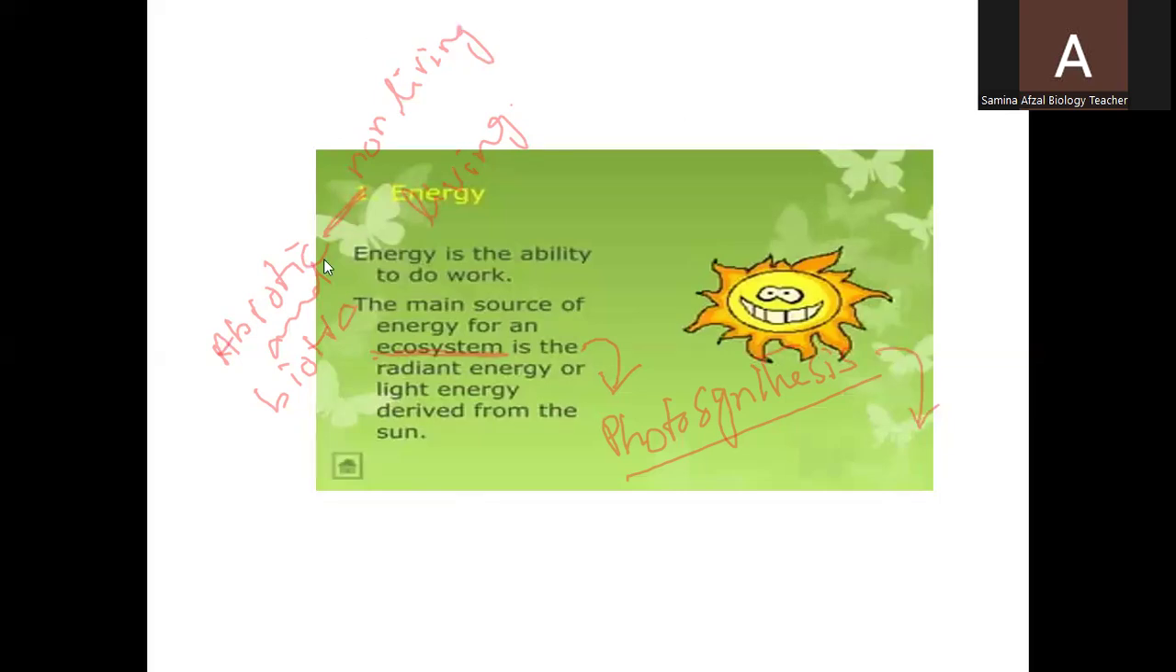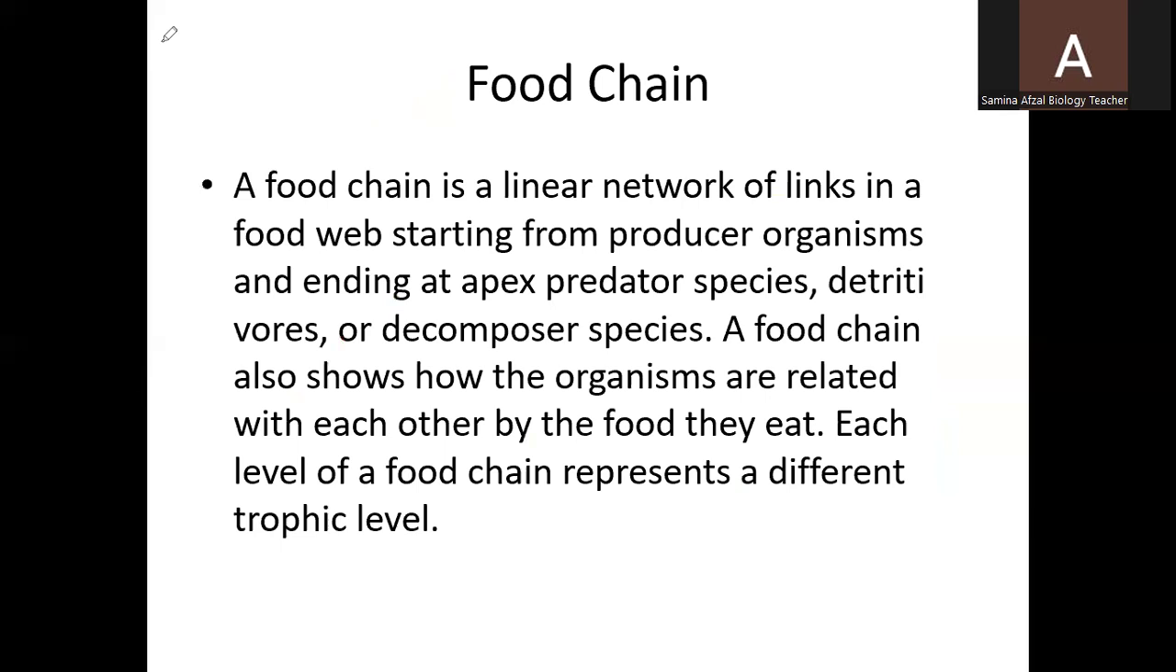Next, food chain. The transfer of energy from the producers to the organisms takes place with the food chain. You can say the food chain is a linear network of links in a food web. A food web is one in which many food chains interact with each other. So the linear transfer of energy from the producers to the organisms is called a food chain. Producers will always be the green plants, which carry out photosynthesis, and as a result of photosynthesis there will be the production of food, and that food will be used by the other organisms.